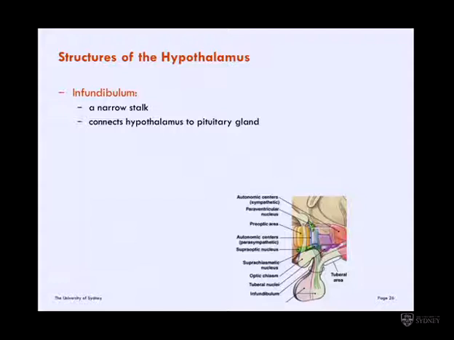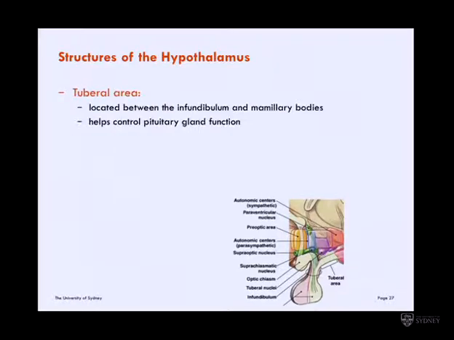The infundibulum refers to this stalk right here. Right, that area there is referred to as the infundibulum. It connects the hypothalamus to the pituitary gland, and you can see these axons traveling through here, and it also helps transport hormones, etc., produced by the pituitary gland. The tuberal area just looks like an area of white matter, just sits around there, located between the infundibulum and the mammillary bodies, and it helps control pituitary gland function.